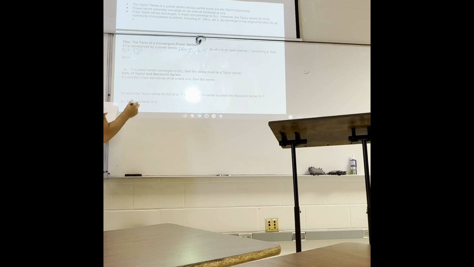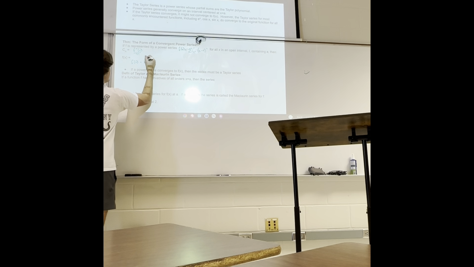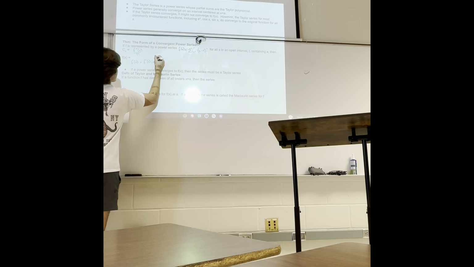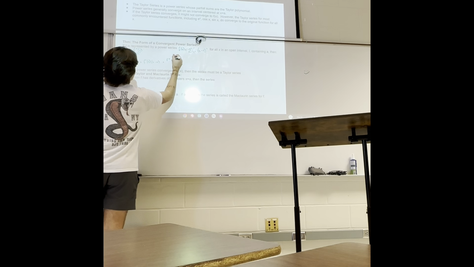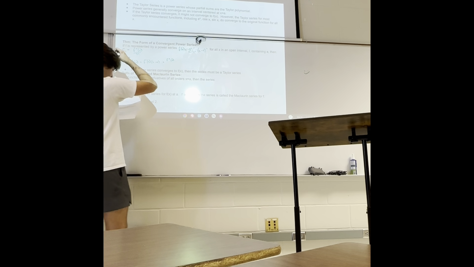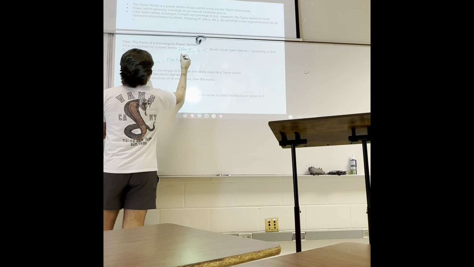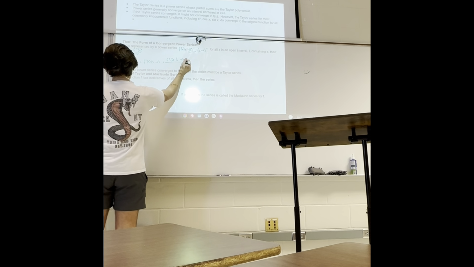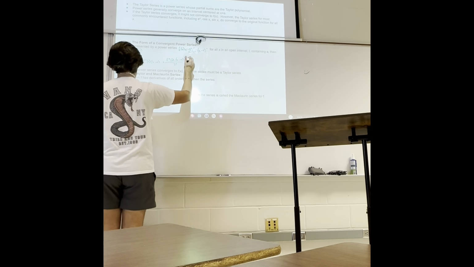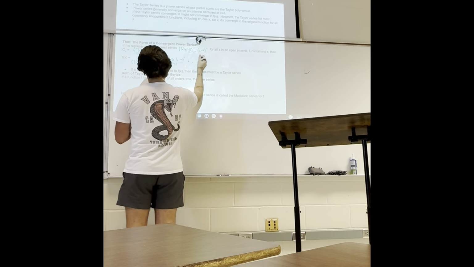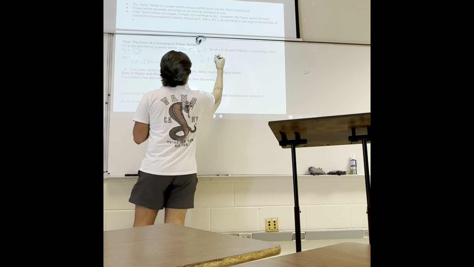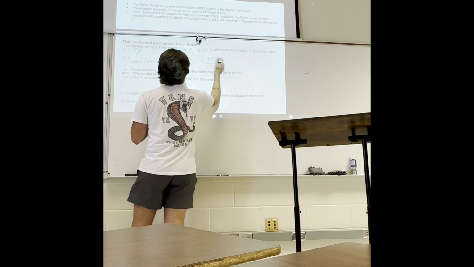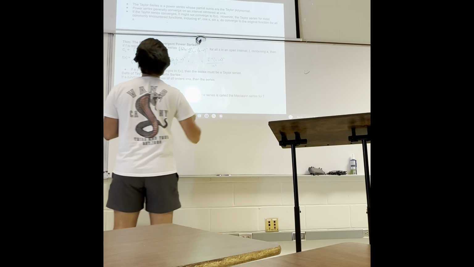And your f of x is going to equal f of a plus f prime of a times x minus a plus f double prime of a times x minus a over 2 factorial plus, and your general term is going to be f to the n of a times x minus a to the n over n factorial.